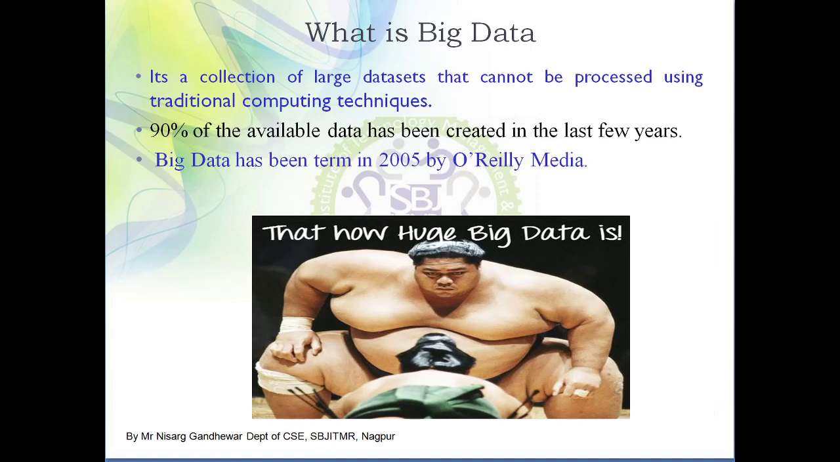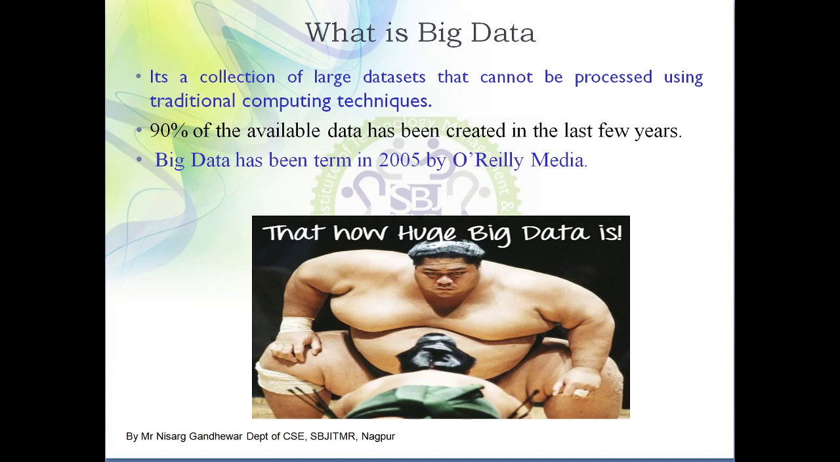Now next one is, what is big data? Does this diagram represent what big data is? This is the data maybe in 2002 or 2003, and this is the data in today's world. This is how big data is. So what is big data? Big data is a collection of large data sets that cannot be processed using traditional computing techniques. Traditional computing techniques means what? Traditionally we have algorithms, traditionally we have networking devices, but their speed is slow.